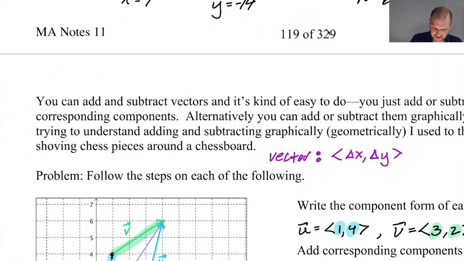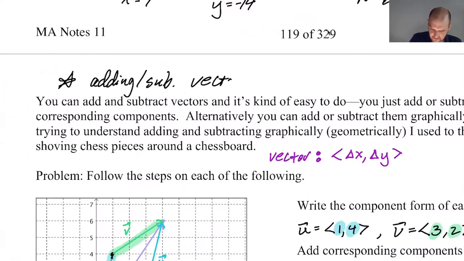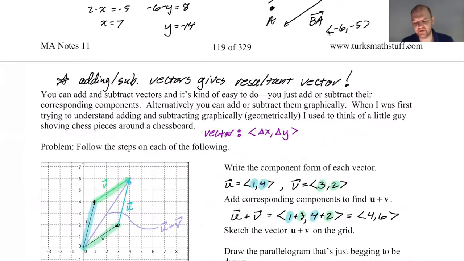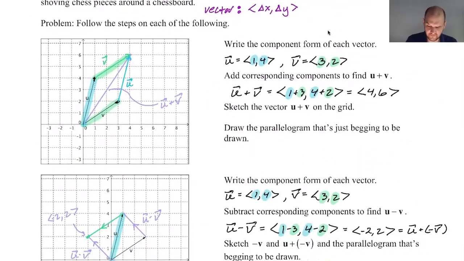So adding or subtracting vectors gives a resultant vector. So we end up with a resultant vector. It's the result of adding or subtracting vectors. So you go from the initial point to the terminal point, draw your vector, and then put your arrow, which sometimes you'll put in the middle so that it's a little clearer. But that's how we do it.